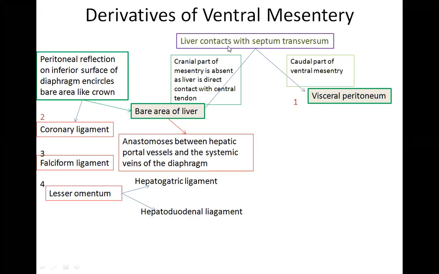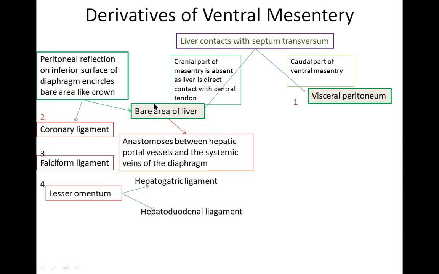So the septum transversum contributes to the development of central tendon of the diaphragm. So since the liver, it is in close contact with the septum transversum, the cranial part of the mesentery, it is absent, where the liver is in direct contact with the central tendon. So that part forms the bare area of the liver, and the caudal part of the ventral mesentery will form the visceral peritoneum, which is closely adhering to the liver.